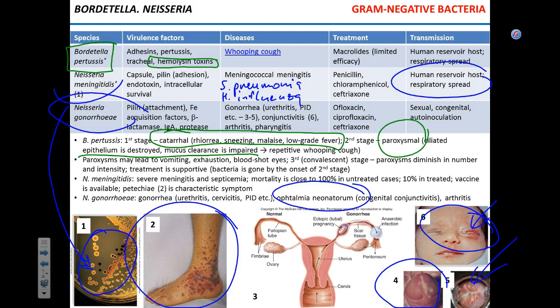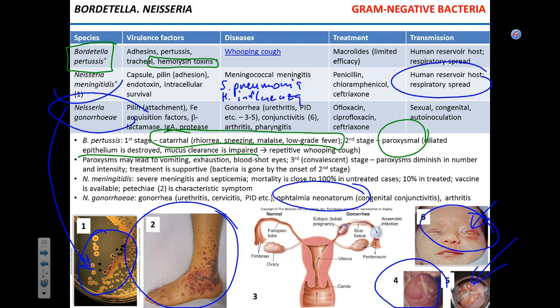And what needs to be highlighted is that during paroxysmal stage, the microorganism is largely gone. So treatment of a patient with a clinical whooping cough with antibiotics is of very limited efficiency, because the main problem is the lack of ciliated epithelium, not the infection itself. So treatment during paroxysms is mainly supportive, vasodilators, mucolytics.